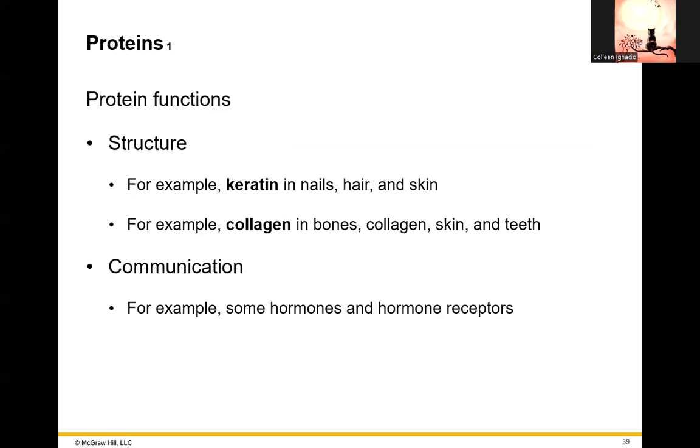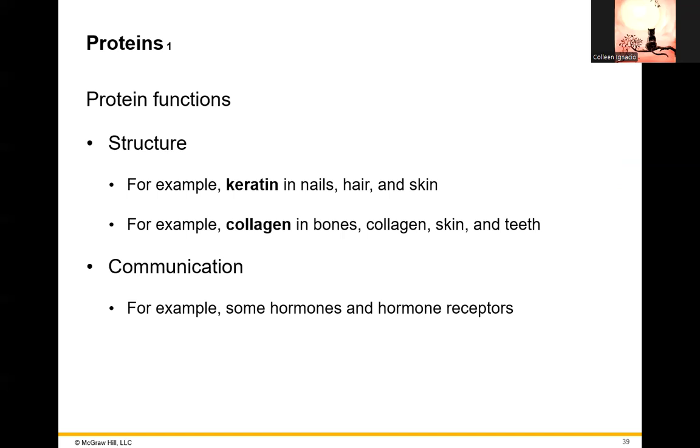Okay. Let's talk about proteins now. So proteins are so important in the human body. When we think about proteins, they help to serve to give us structure. They help for communication. So example of when we think about proteins for structure, we're looking at keratin in the hair, the nails, the skin. We're looking at collagen in the bones, in the skin, in the teeth.